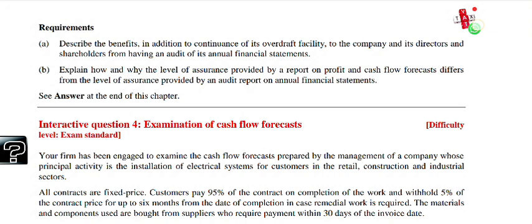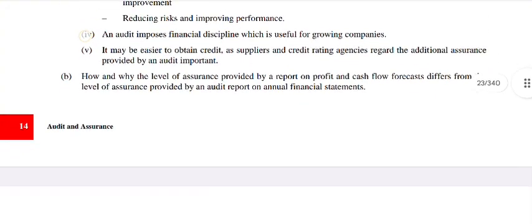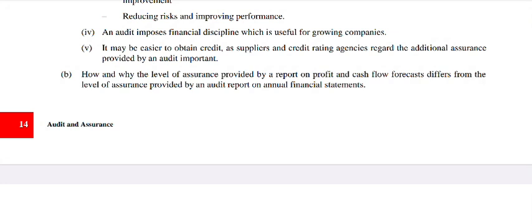Management benefits from assurance that they are complying with their statutory responsibilities, including the prevention and detection of fraud, as the audit may act as a deterrent. Byproducts of the audit, such as the identification of weaknesses and recommendations for improvement, reducing risk and improving performance. 4. An audit imposes financial discipline which is useful for growing companies. B. It may be easier to obtain credit as suppliers and credit rating agencies regard the additional assurance provided by an audit as important.